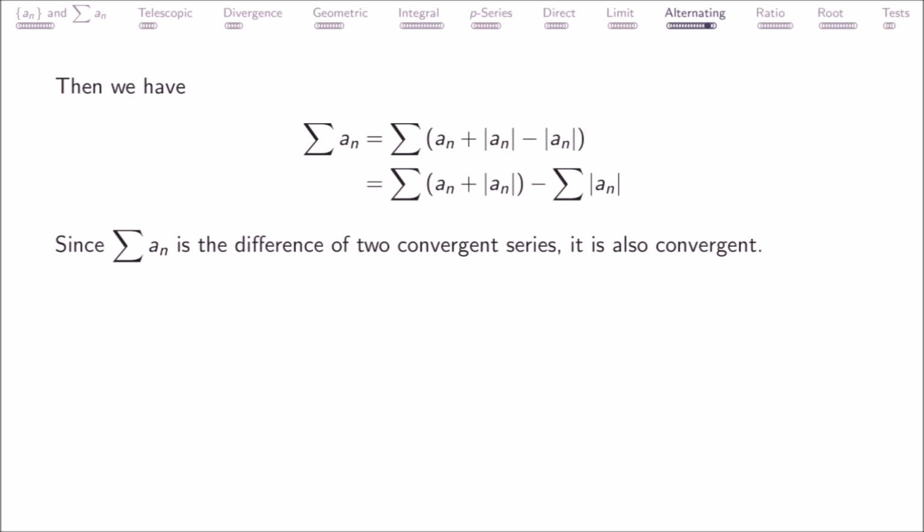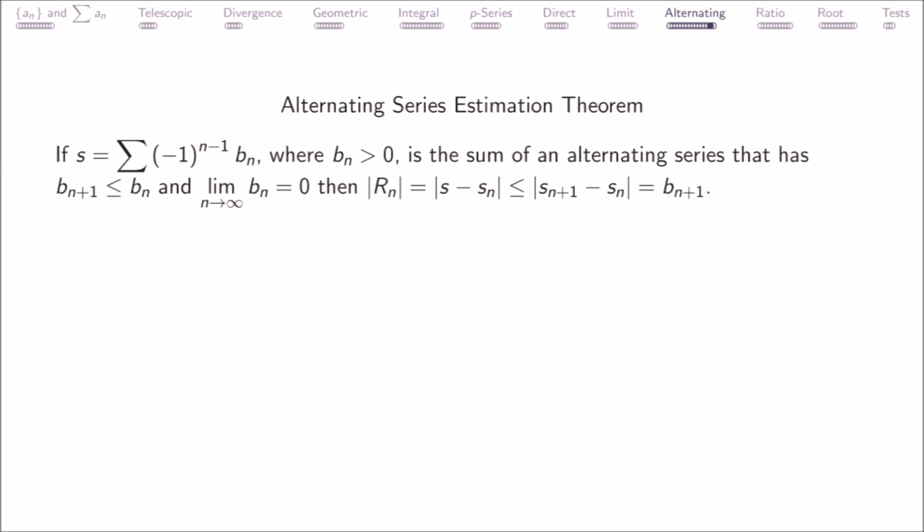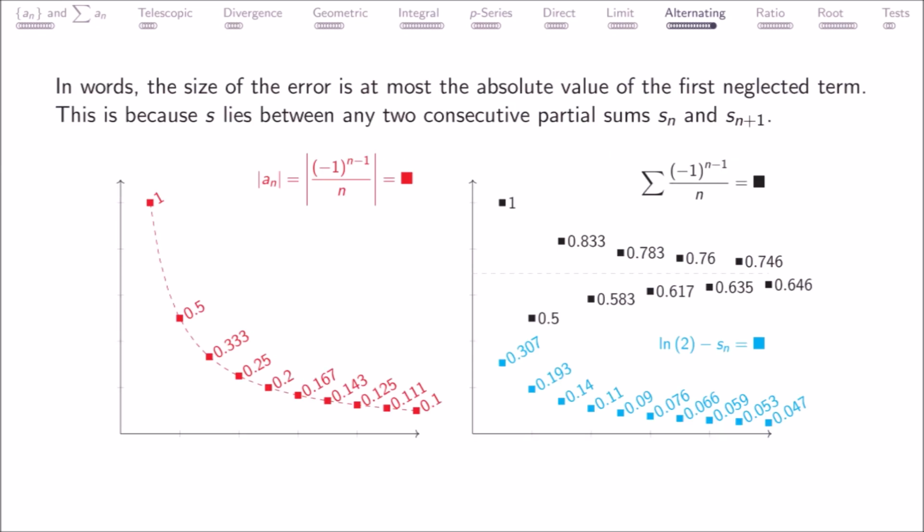Then we have the following. Since series An is the difference of two convergent series, it is also convergent. Alternating series estimation theorem is the following. In words, the size of the error is at most the absolute value of the first neglected term. This is because S lies between any two consecutive partial sums Sn and Sn plus 1.